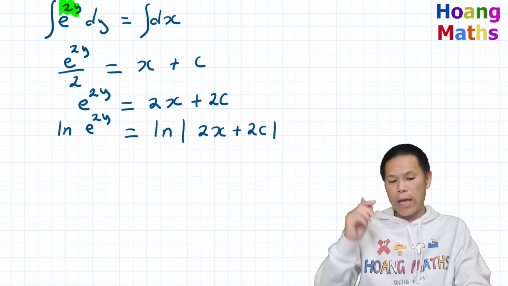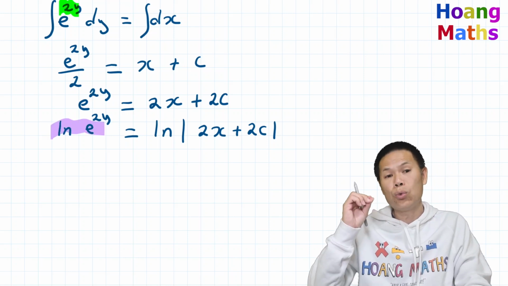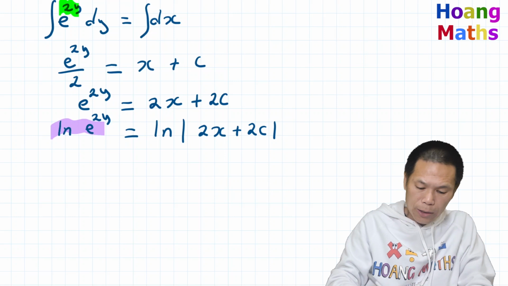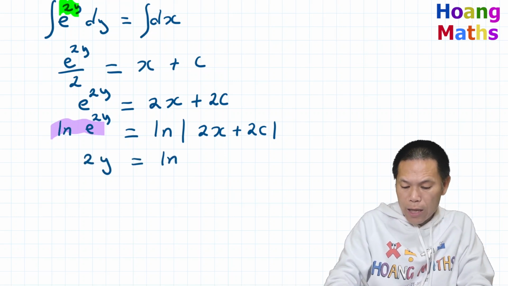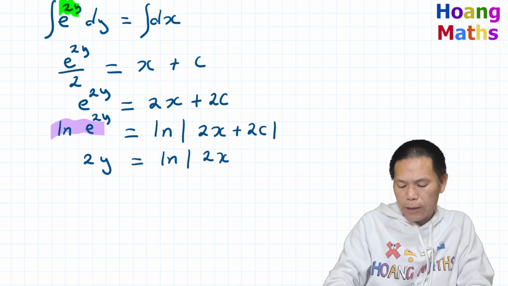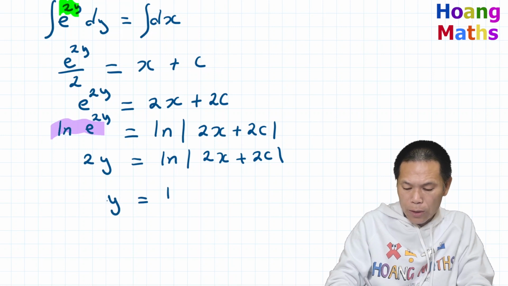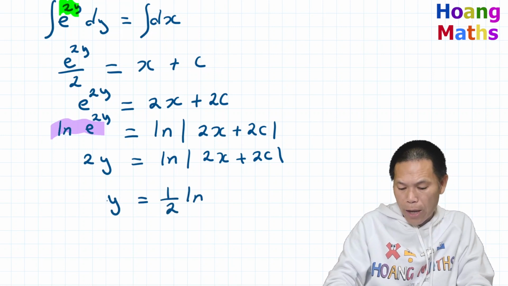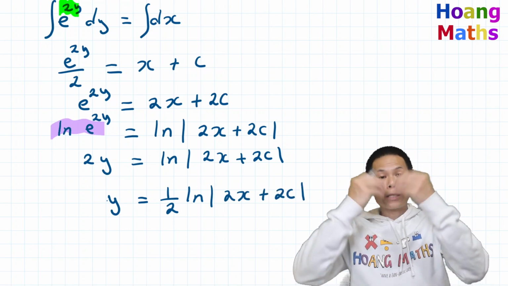Then what I do now is remember, simplify this. That is just the same as 2y. So that is 2y is ln of 2x, we add 2c. And we divide by 2. So y must equal a half of ln of 2x add 2c. So there you go.